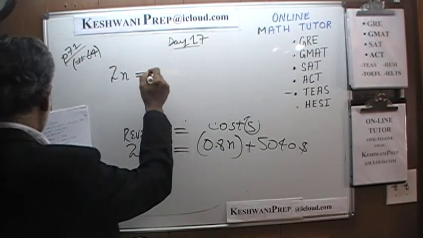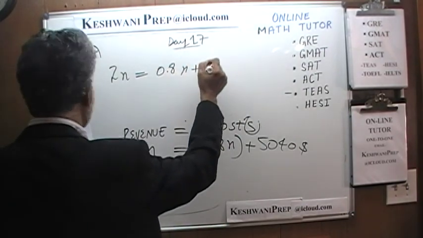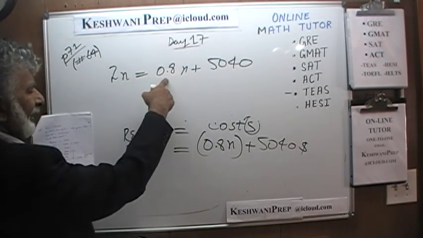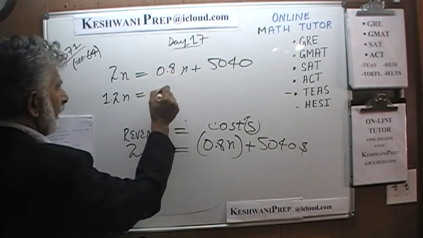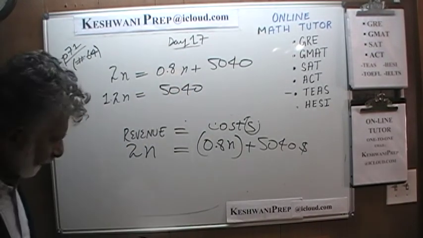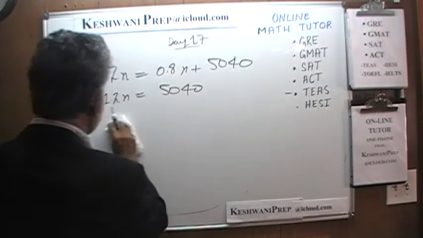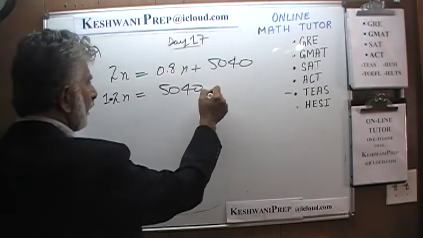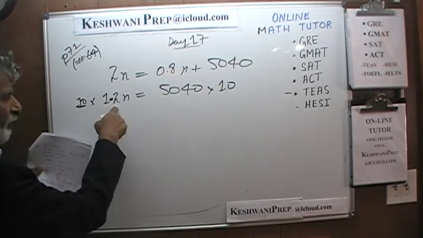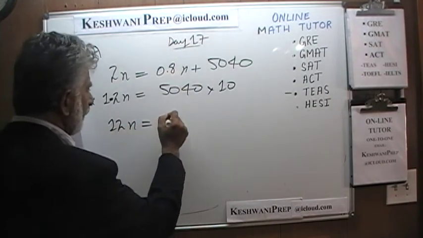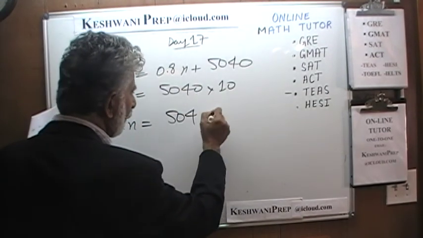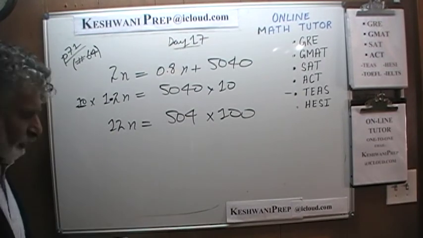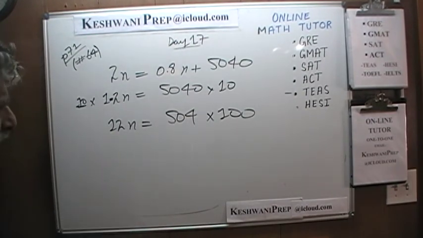2 times n equals 0.8n plus 5040. Let's bring this n to the other side. 2 minus 0.8 is going to give us 1.2n equals 5040. Let's multiply both sides by 10 so we can get rid of this 1.2. It becomes 12n equals 50400, which I'm going to write as 5040 with a 0 added: this 10 becomes 100. I just take a 0 from here, put it here. Do you understand? Now all we have to do is divide the two sides. Let's start, shall we?